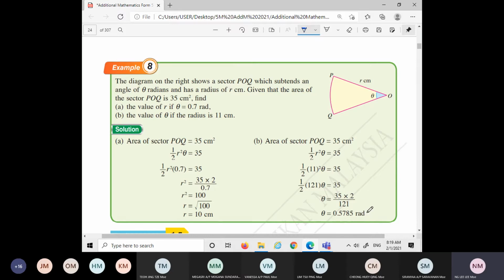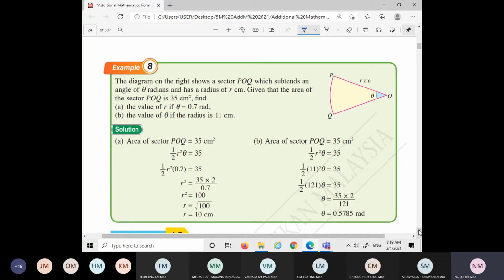Remember, your answer is in radian, because this formula is in radian for theta. If they mention in the question to find the value of theta in degrees, and you are using this formula, remember to change your radian to degrees. If they didn't mention it in the question, just leave it in radian.